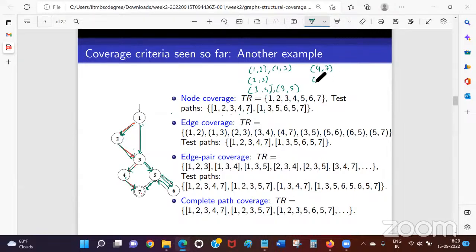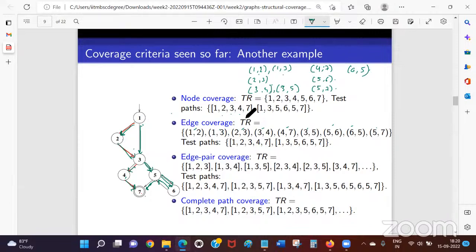Then from 5, what can you have? From 5, you can have 6 and 7. From 6, what can you have? From 6, you can have 5. No edge from 7 because 7 is the end node. So if you look at it, it's 1, 2, then 1, 3, 2, 3, 3, 4, then 3, 5, 4, 7, 5, 6, 5, 7, 6, 5. So these are the edges I have to cover.